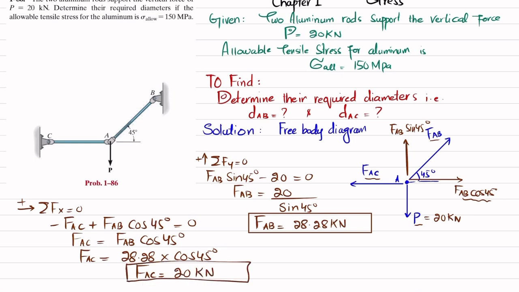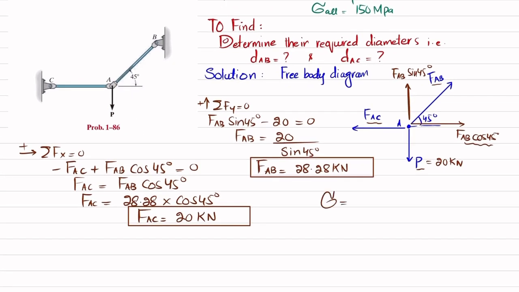Now these are the forces acted upon point A by these members. This member exerts a force in this direction and this one exerts a force in this direction. As a result, due to Newton's third law, this load P will cause tensile stresses in these rods. We have been given the allowable tensile stress. We know that stress is equal to force per unit area.